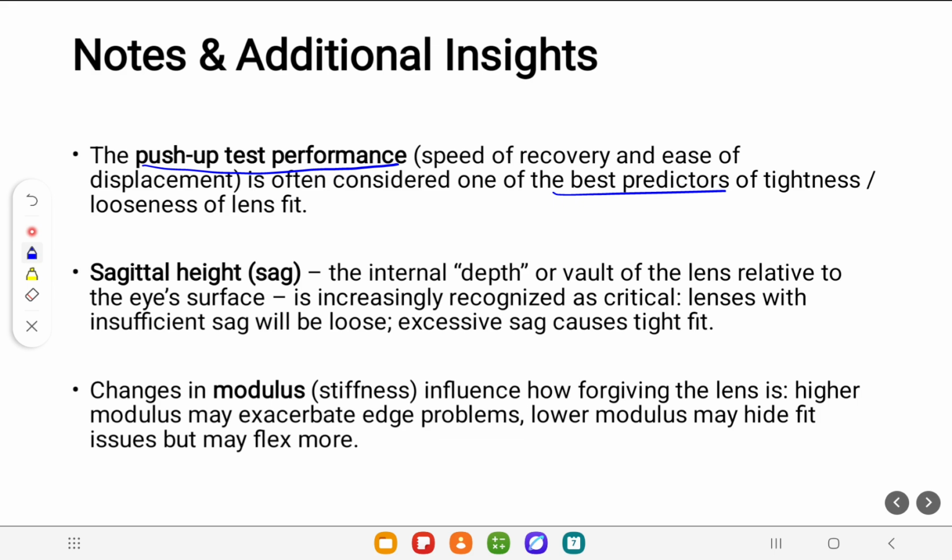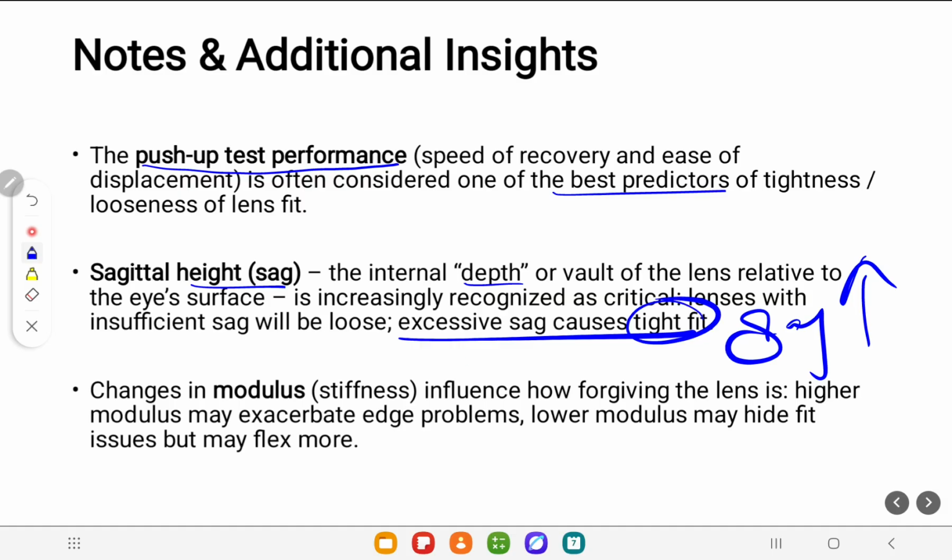Okay, I want you to know sagittal height and the concept of sagittal height. So internal depth, the vault of the lens relative to the eye surface, recognition is critical. An insufficient sag will be loose, and excessive sag causes tightness. Basically it means if the sagittal height is greater, it means a tight fit. If sagittal height is smaller, insufficient sag means a loose fit. That's important.